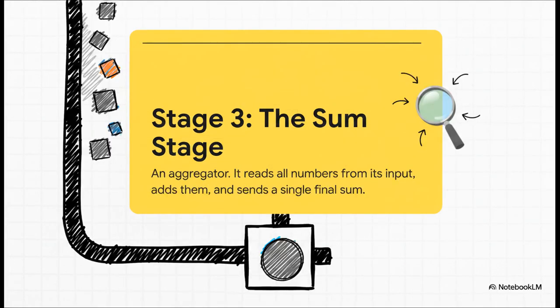And finally, at the end of the line, we have stage 3, the sum stage. This is our aggregator. Its job is to collect all the finished products. It consumes all those squared numbers coming from the power stage, adds them all up into a running total, and then, only when the stream is completely finished, it sends one single final sum out.